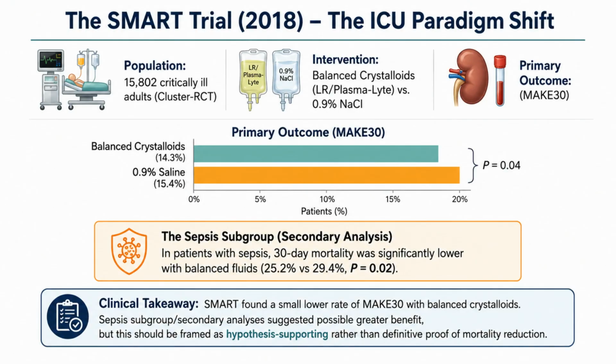The trial found a small but statistically significant lower rate of major adverse kidney events with balanced crystalloids. The absolute difference was modest but clinically relevant at scale, because fluids are so common. The sepsis subgroup suggested a possible larger benefit, including lower 30-day mortality, but that was a secondary analysis. It should support the hypothesis, not be treated as definitive proof of mortality reduction. The teaching point is that SMART moved balanced crystalloids from a physiologic preference to an evidence-supported default in many intensive care unit patients. But the next trial asks whether that pattern extends to ward patients.